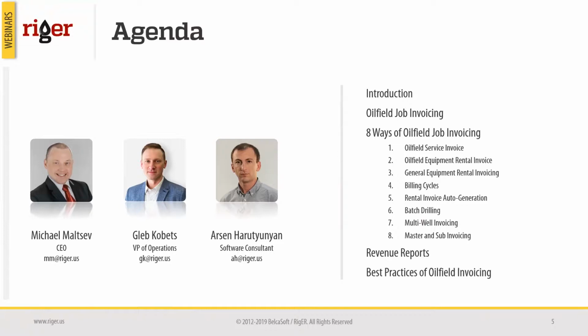Among the ways listed here are the service invoices, the equipment rental invoices, the general equipment rental invoicing, the billing cycles, an interesting one as well, the rental invoice auto generation. So we'll talk about the automation of invoicing in RigER, the batch drilling, that's for the multi-pad invoicing, the multi-well invoicing, and the sub-invoicing and the master invoicing.